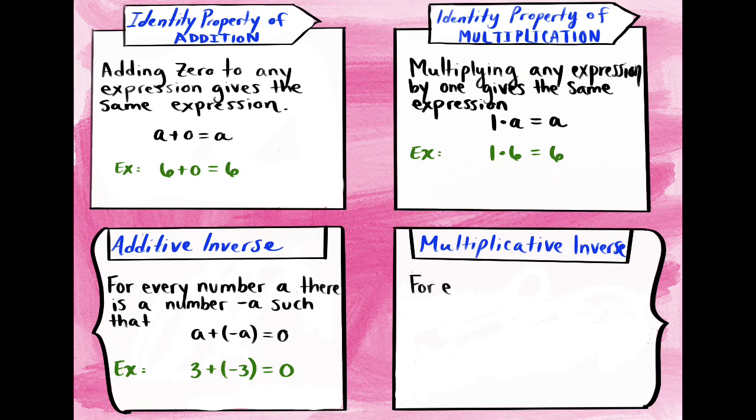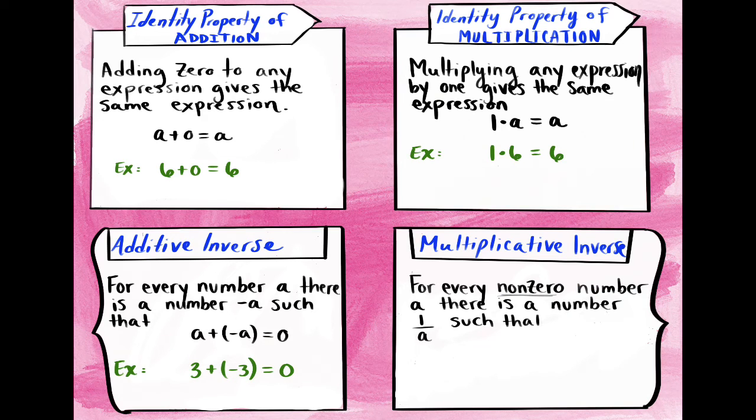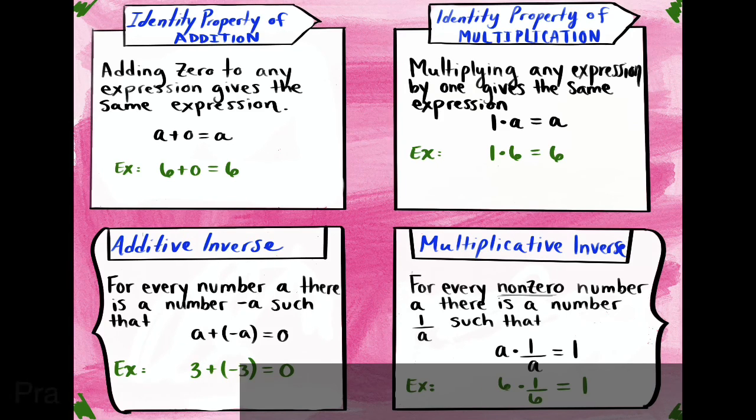Now the multiplicative inverse will give you a 1. For every number that isn't 0, there's another number such that when you multiply them, you get 1. So if you have a times 1 over a, you get 1. Or 6 times 1 over 6, you get 1. Or 10 times 1 over 10, you get 1.